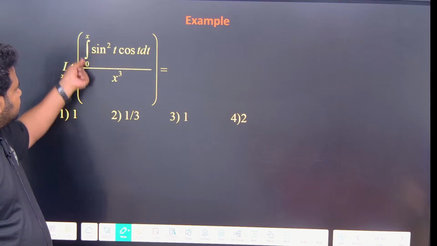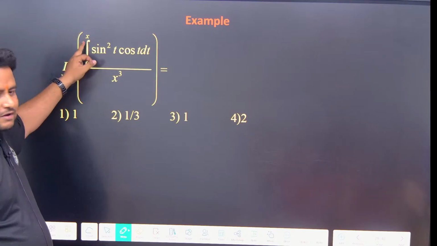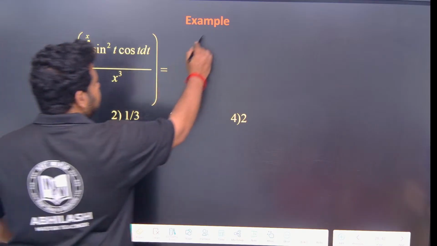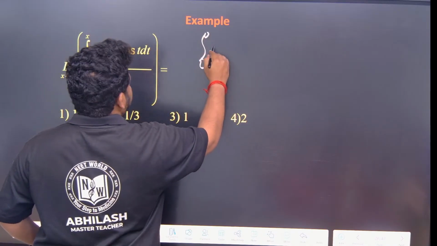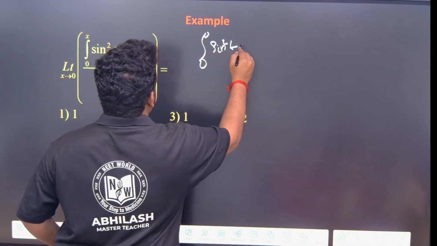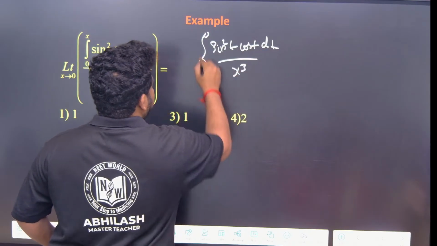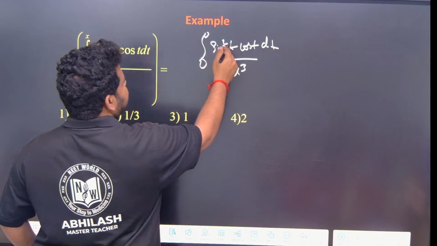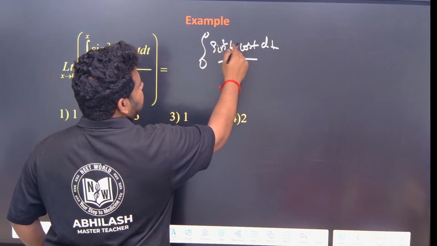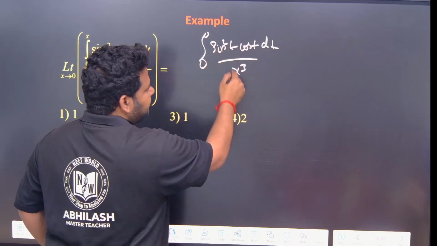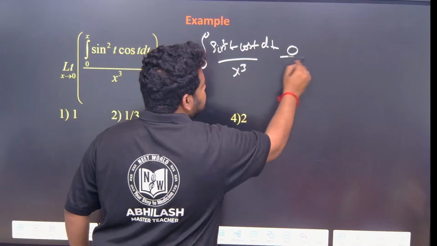See, 0 to 0. This limit will become what? 0 to 0. This will become 0 to 0. Okay, the integral of sin square t into cos t dt, divided by x cube. If I apply 0 to 0, this will become what? Sin 0, cos 0: 1 into 0 is 0, so it is a 0 by 0 form.